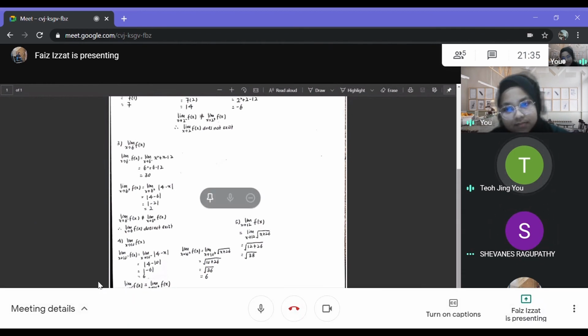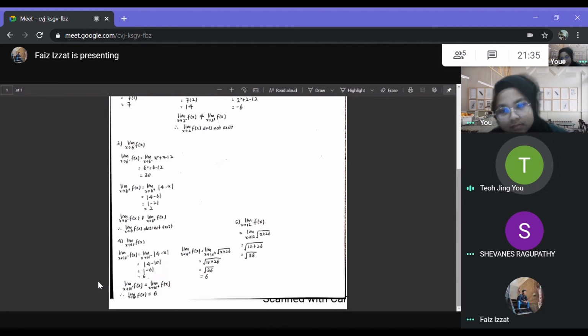So to find the limit of f(x) when x approaches 10 from the left hand side, we substitute absolute 4 minus x into f(x). So we get the limit of absolute 4 minus x when x approaches 10 from the left hand side, and then we substitute 10 into absolute 4 minus x, and we get absolute negative 6. Because it is an absolute value, the answer must be positive, so the final answer is 6.